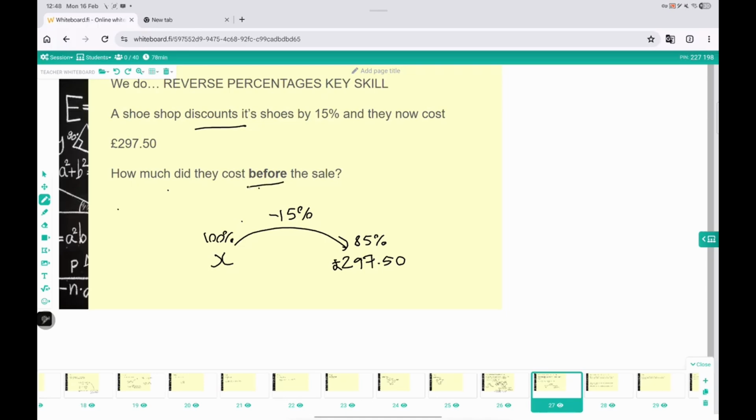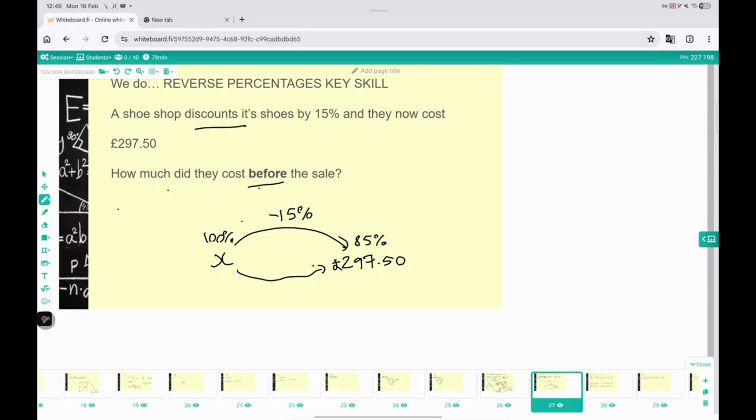Now look, we use the word before here. They're not always going to use the word original. Look for things like original, before, and the reverse percentages. They're asking you to find the thing that came sooner in time, which originals do and befores do. So look for that past tense language.